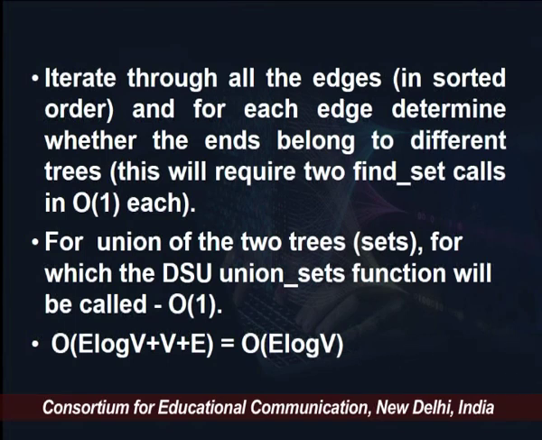So, if we sum up the whole time complexity, it is going to be order of E log V plus V plus E, which, considering asymptotic notation, is order of E log V. So, that is the complexity when we are using these calls to make set, find set, and union. With the simple disjoint set data structure, this whole implementation can be done in order of E log V time.